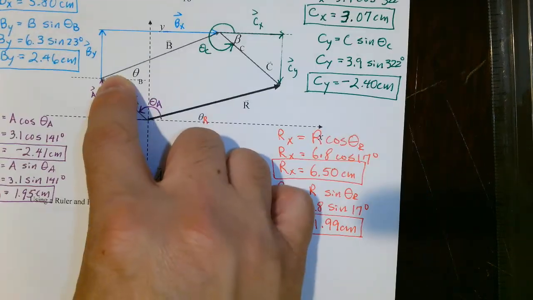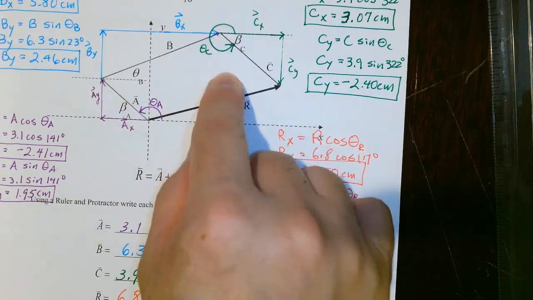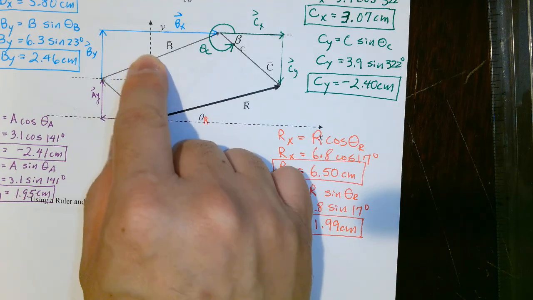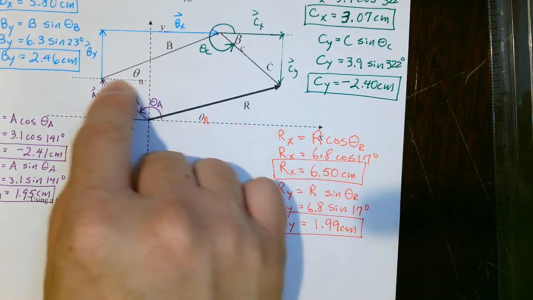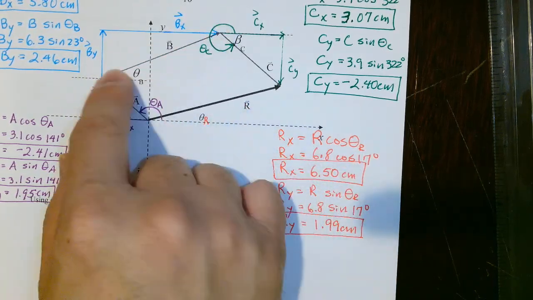Well, here's B. So this is in the first quadrant right here, right? Mm-hmm. So if this is the angle theta, this is the adjacent, which is the BX. I just drew it here so it doesn't look too crazy, you know?